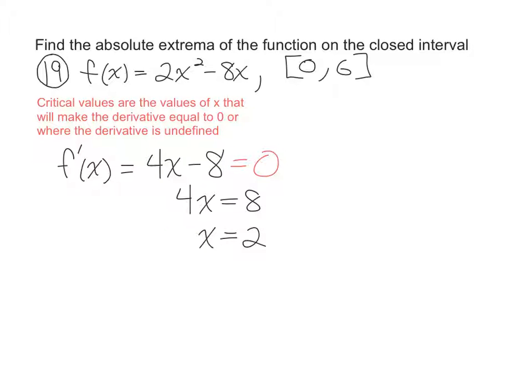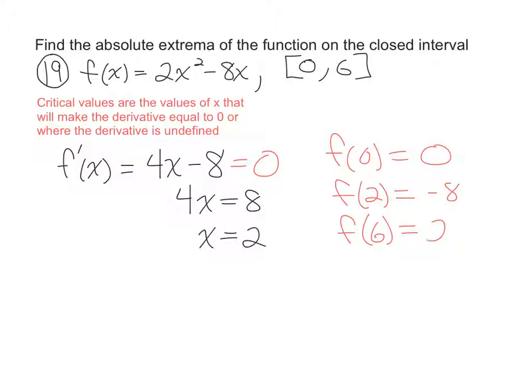So the last thing we need to do is check our endpoints and our critical value in the original function. So f of 0 is, f of 2 is, f of 6 is. When you substitute these numbers into the original function, we get 0, -8, and 24.